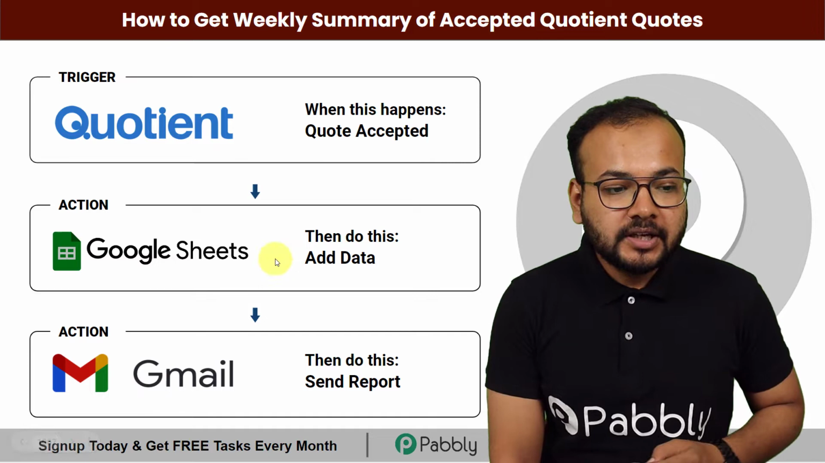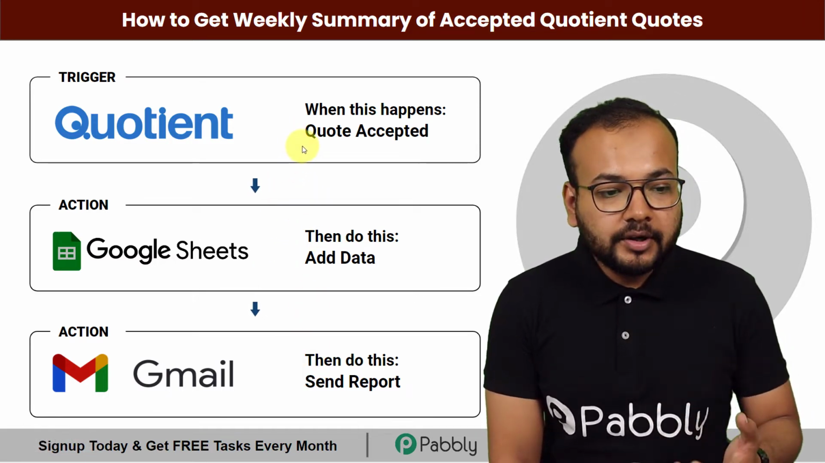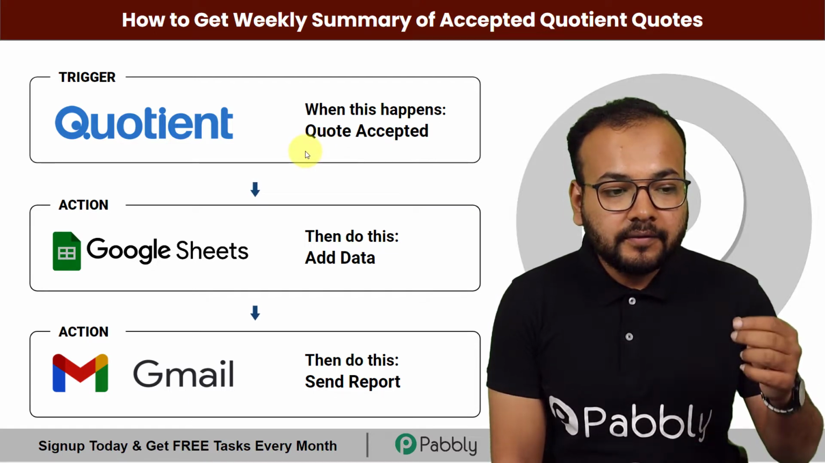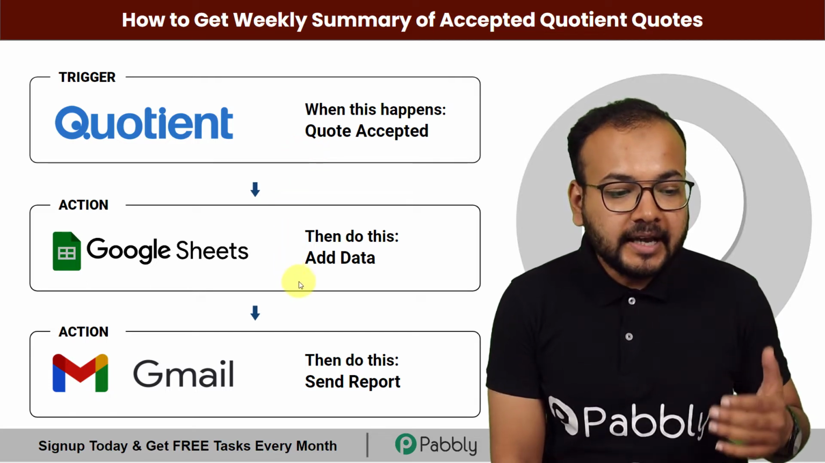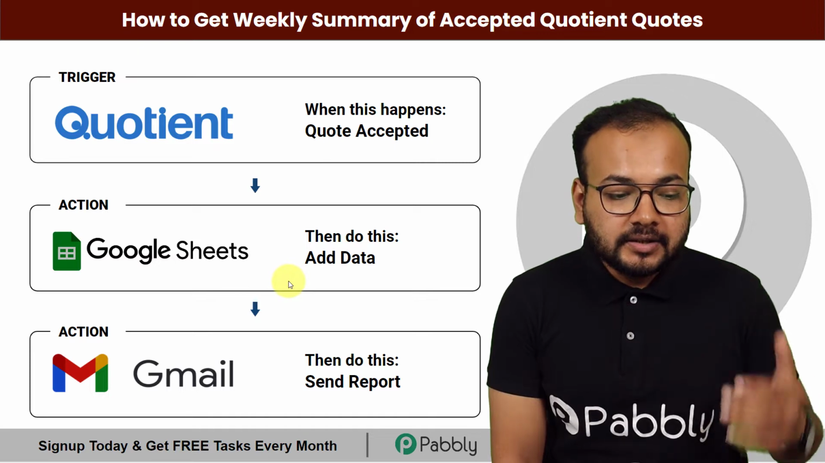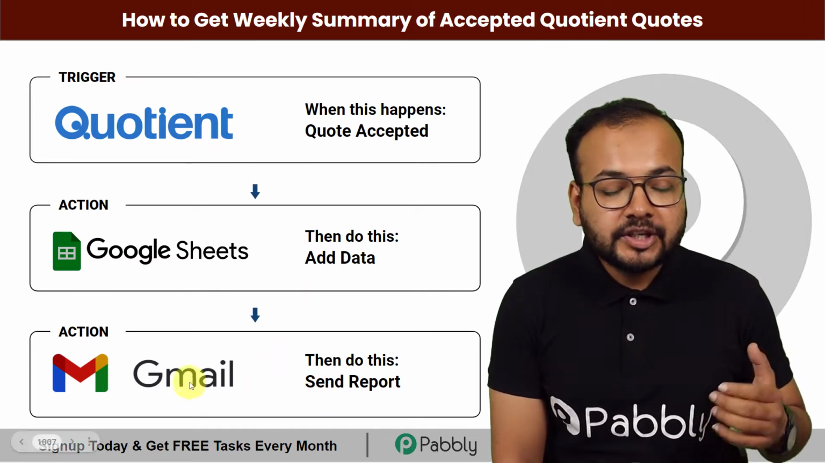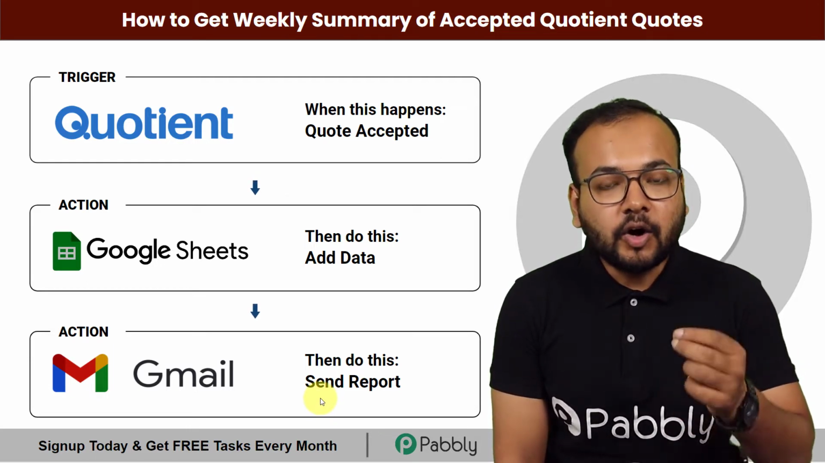After that, the flow will be like this. As and when your quote will be accepted by your customers, all the data of a week of the quotations getting accepted will be added inside a Google Sheet, and the report or the summary will be delivered to you via email using Gmail application every week at a specific day automatically.